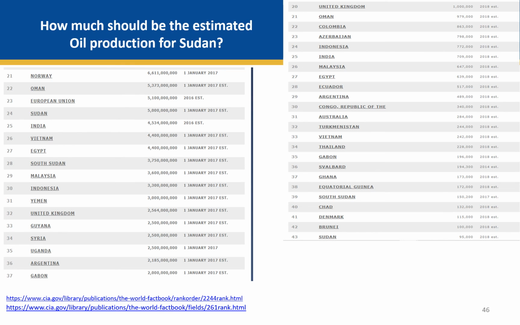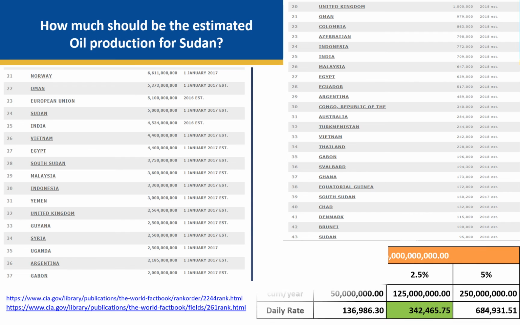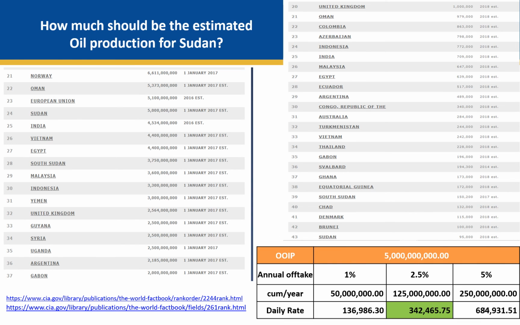So this report is up to 2018 for Sudan, and we can find the production is just 95. This is 2018, but in 2020 now it's only 72. So from theoretical calculation and consideration, if you consider the annual offtake of 1% up to 5%, I think this is reasonable and achievable, and it has already been achieved in many countries.